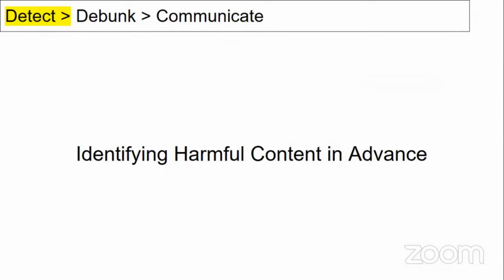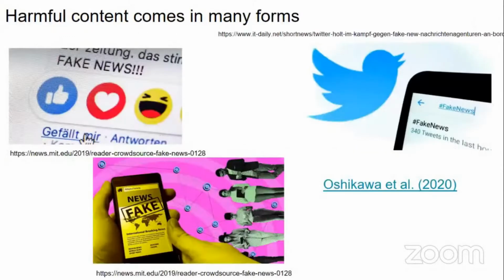And the first one is detection, which is identifying harmful content in advance. That means before it has spread all over the world. And here I have already pointed out that misinformation comes in various formats, and especially it is very dangerous on social media because it tends to spread very soon.